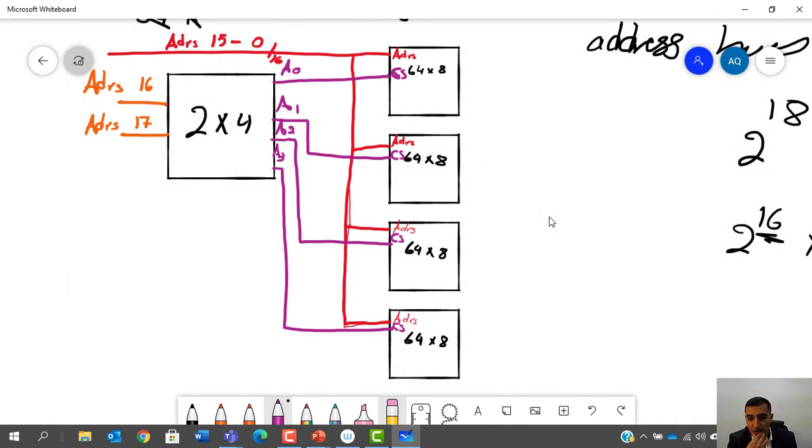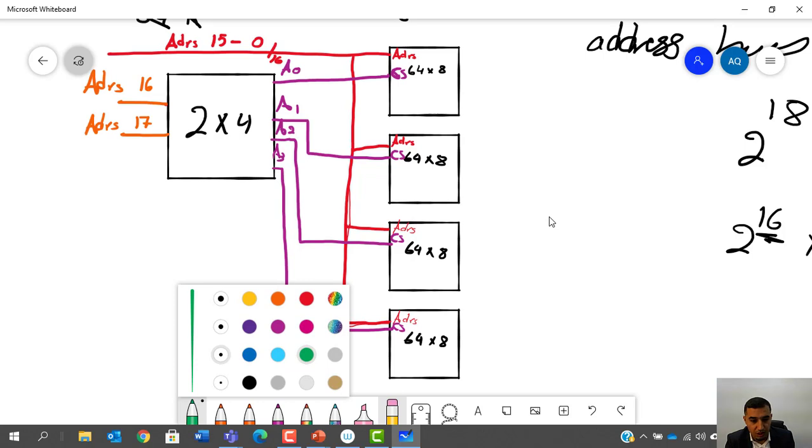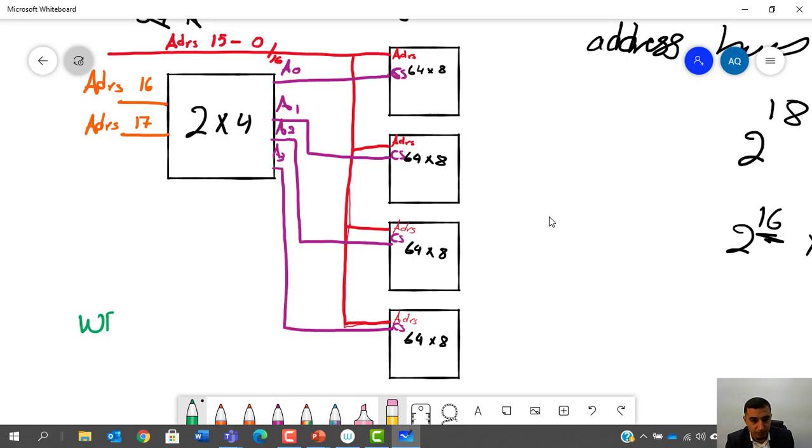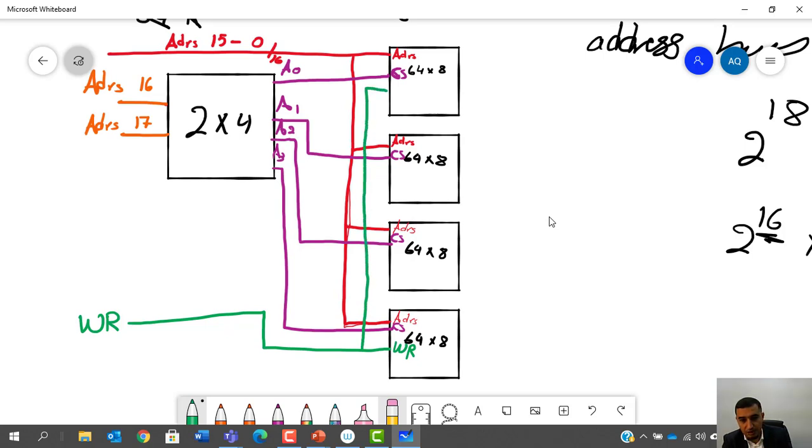Of course, all our RAMs are connected to the same WR line. So I will do the WR. This is WR, and here is the chip select. Okay, I don't want to confuse you. So WR over here in green, and WR will be connected to all the ICs over here. This is WR, and this is WR, and this is WR, and this is WR.